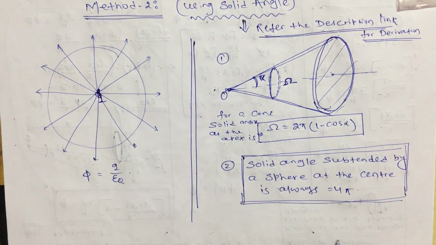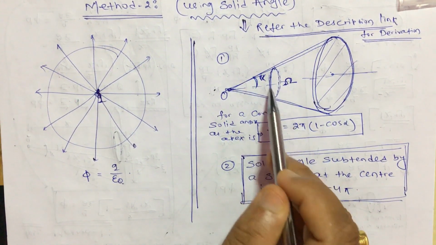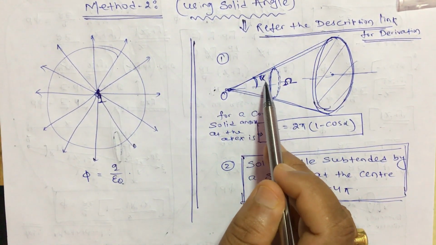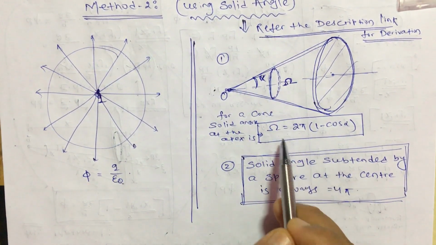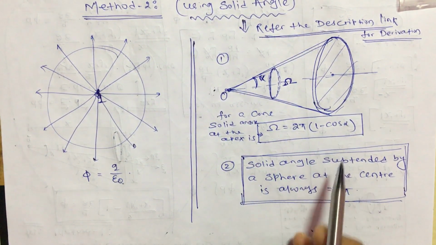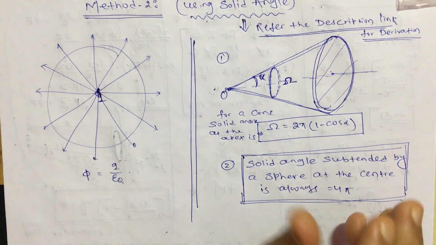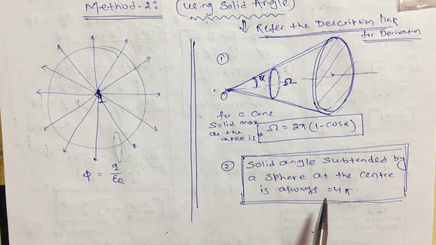I am going to use two results. First, if a cone makes a solid angle of omega and has a half angle of alpha, then there is a relation between them given by omega equal to 2 pi times (1 minus cos alpha). And another result: a sphere makes a solid angle of 4 pi steradian at the center.